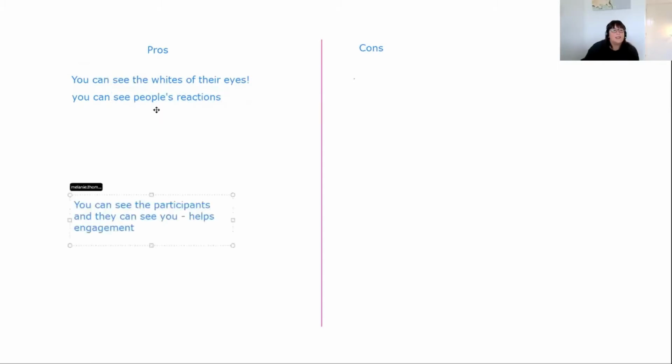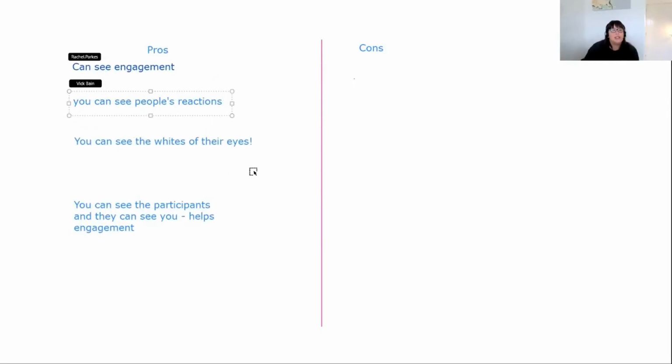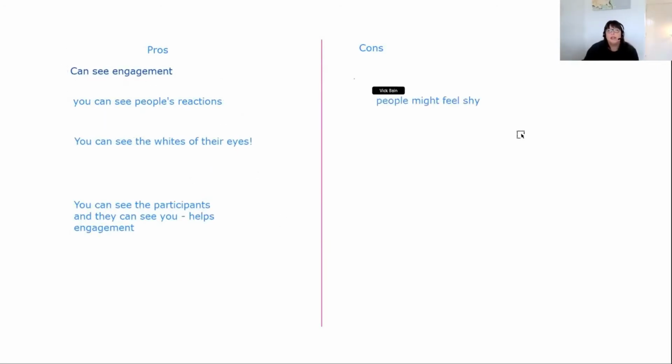Yeah, Phil says you can see the whites of their eyes. Love that, Phil. And again, I've got a select tool so I can move things around. Vic says you can see people's reactions, definitely. Yeah, you can see engagement, Rachel says. Yeah, Vic says people might feel shy. Yeah, people might not like you looking into their houses.